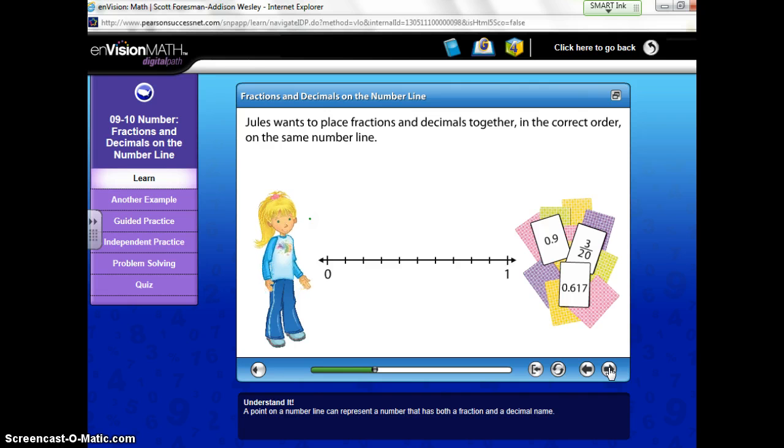Are they all the same? No. We need them to be the same. So we could either change these 2 and make them fractions, or we could change this one and make it a decimal. What sounds like the better way? Okay, simply because there's only one of these, right? So let's make this 3/20 into a decimal.